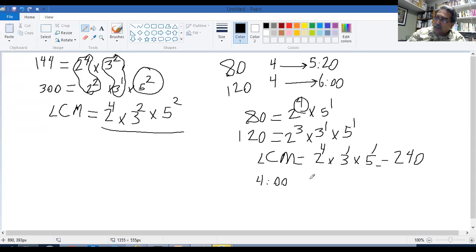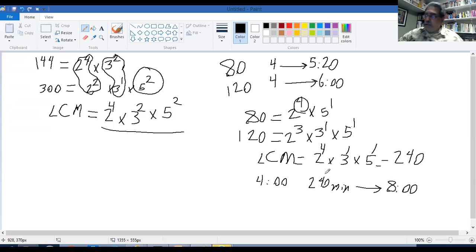Now you add that to 4 p.m. 240 minutes is 4 hours, so it will take you to 8 p.m. So at 8 p.m., these two movies will start at the same time. Okay, you see how prime factorization and LCM can be used in real life. All right, let me continue.